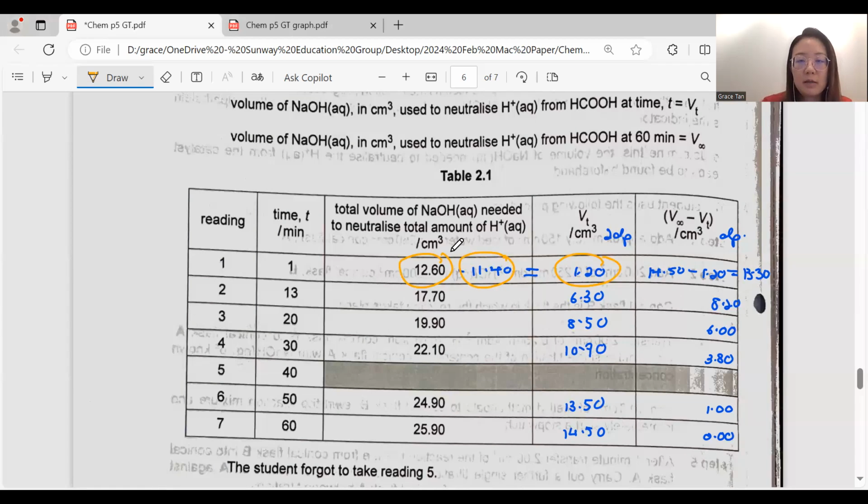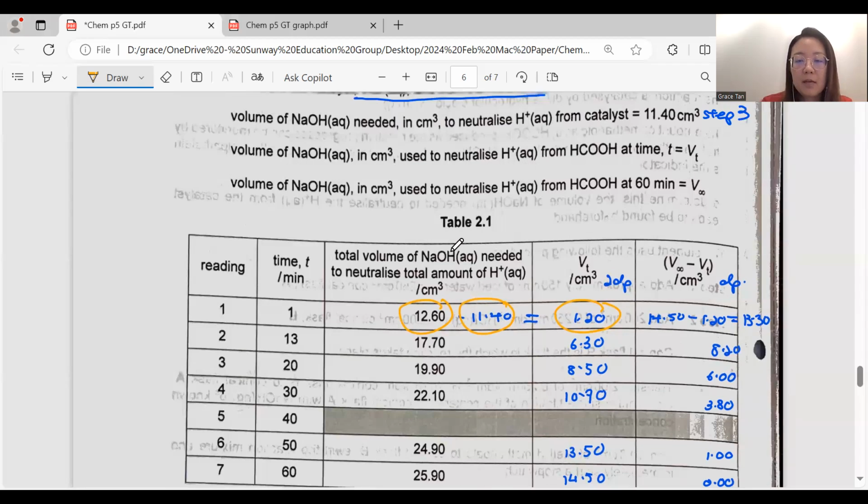Since we know the catalyst reading, up at the top right corner, if you cannot see, is 11.4 just now. So 12.6 minus catalyst 11.40, the remaining 1.20 is solely for the methanoic acid here. So you take this second reading, 70.70 minus 11.4, then you get all the subsequent answers.